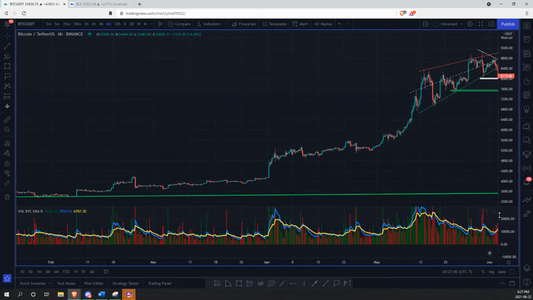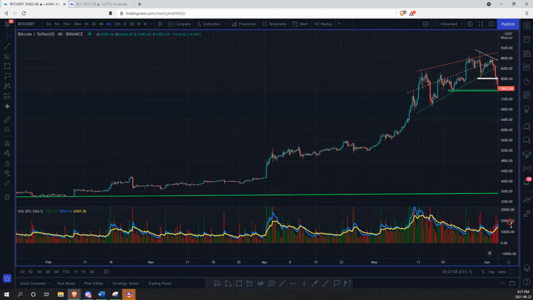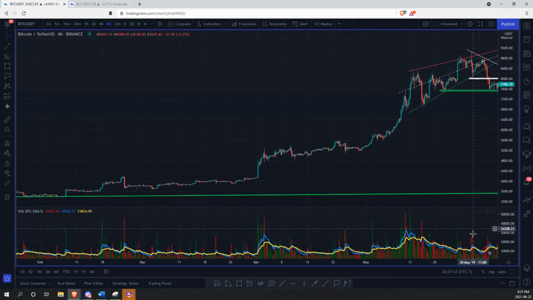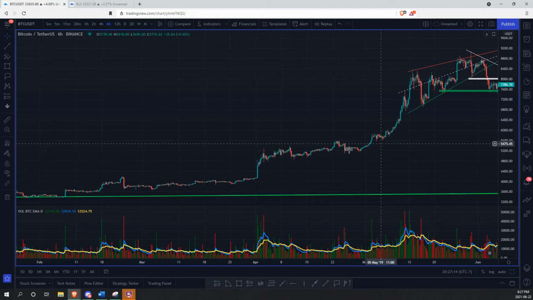Some people were looking for short opportunities. I think this is a very similar situation to what we're seeing now from a technical standpoint, where we saw a very strong push from a long drawn out consolidation. This is our first major formation, our continuation pattern.